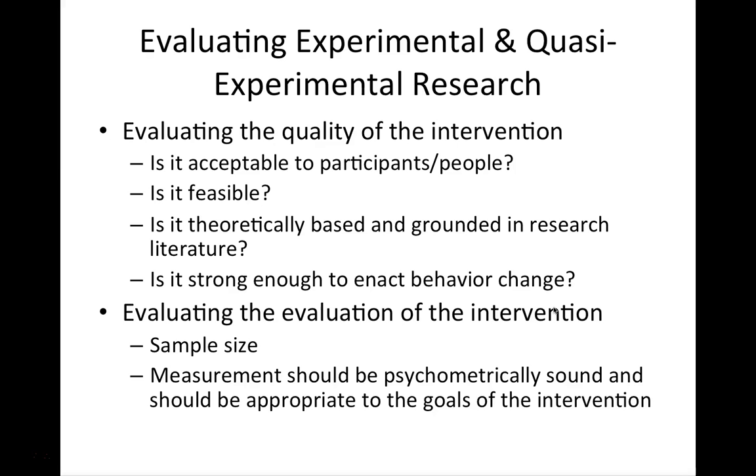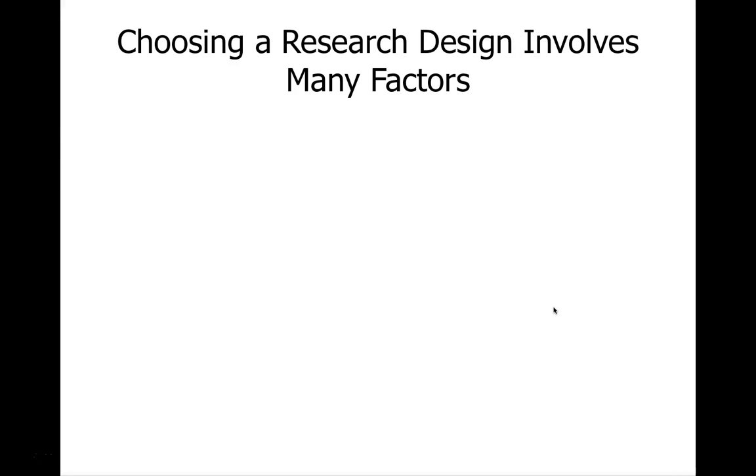We also want to evaluate the evaluation of the intervention. So these are some of the methodological decisions, the design decisions. Is the sample size big enough to find an effect? Or is it so big that we're finding effects all over the place? Is our measurement psychometrically sound and appropriate to the goals of the intervention? So are we actually measuring the thing that we think that we're changing? And do we have internal and external validity? So this is a sort of a checklist for the evaluation of intervention work or experimental work.